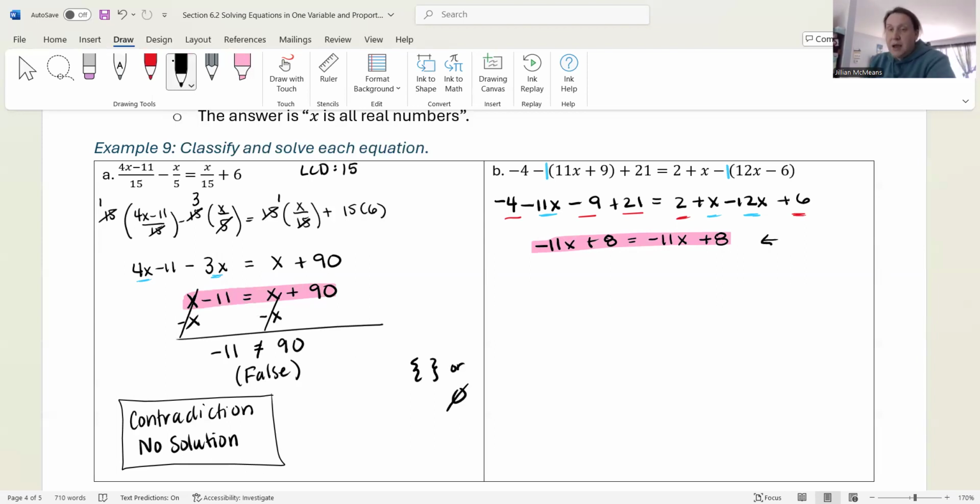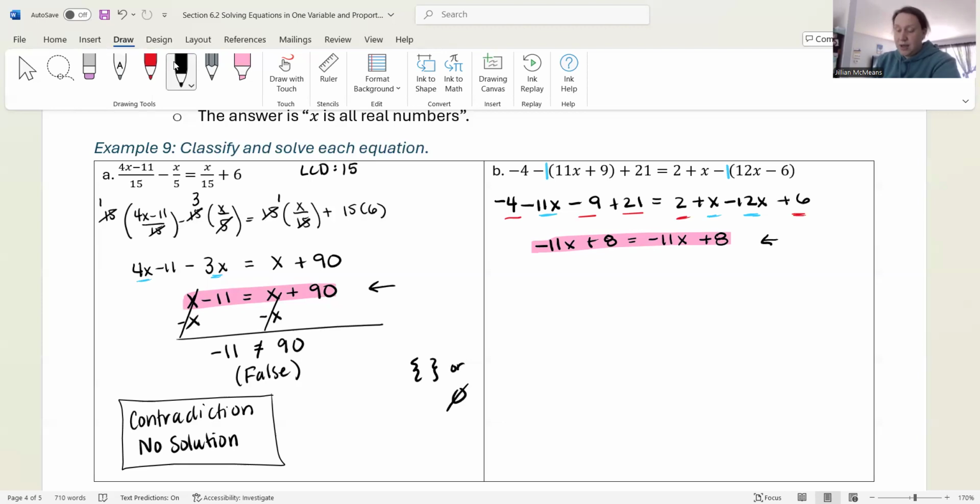Here, it doesn't matter what we plug in for x. On the left, we're going to multiply it by -11 and then add 8. On the right, we're going to multiply it by -11 and add 8. You can plug in literally any real number and you're always going to get a true statement. Okay? Right here, you can tell that no matter what you plug in, you're going to get a false statement, because we take some value and on the left we subtract 11, on the right we add 90. You're never going to get a true statement over here in part A.